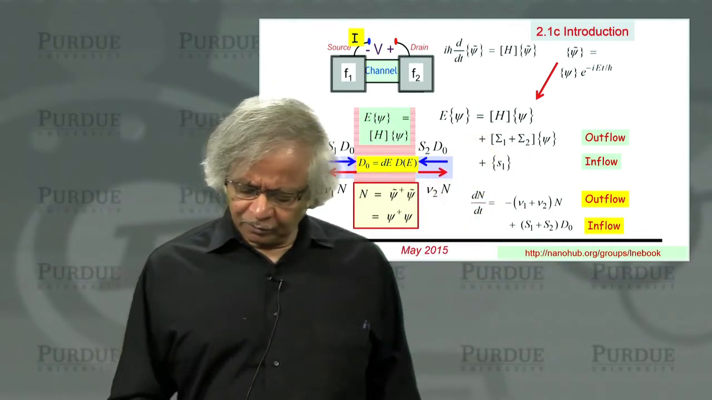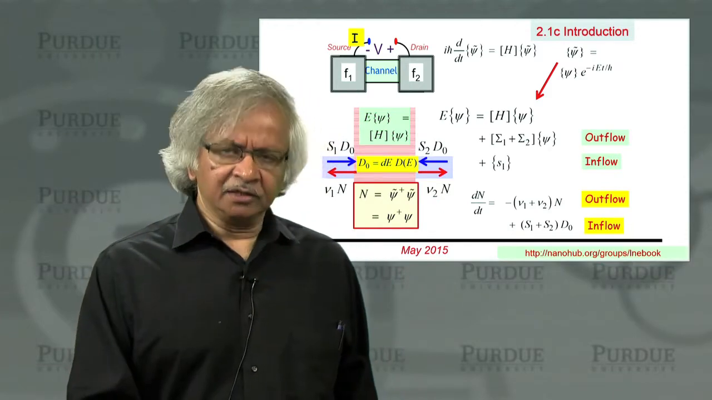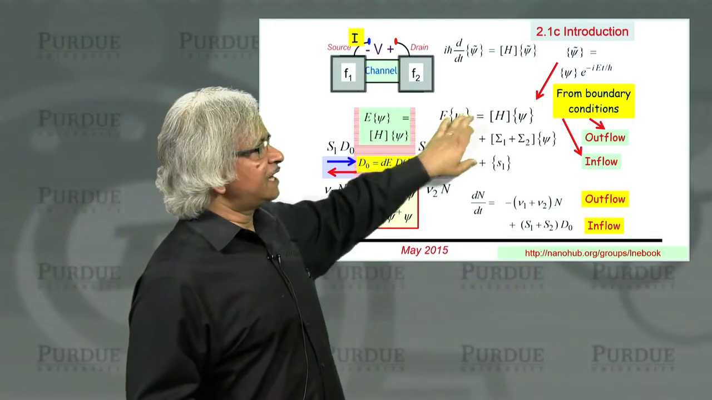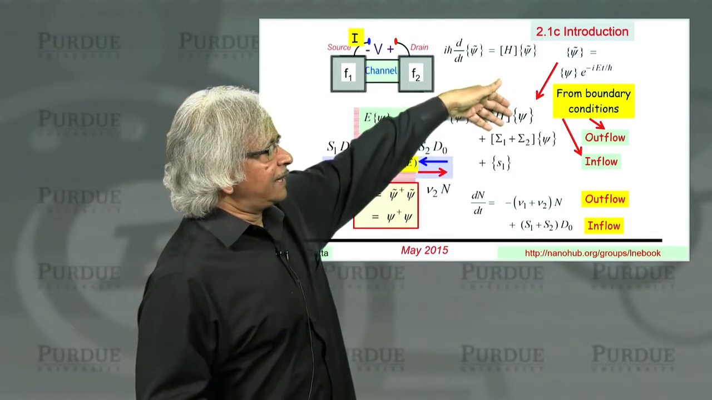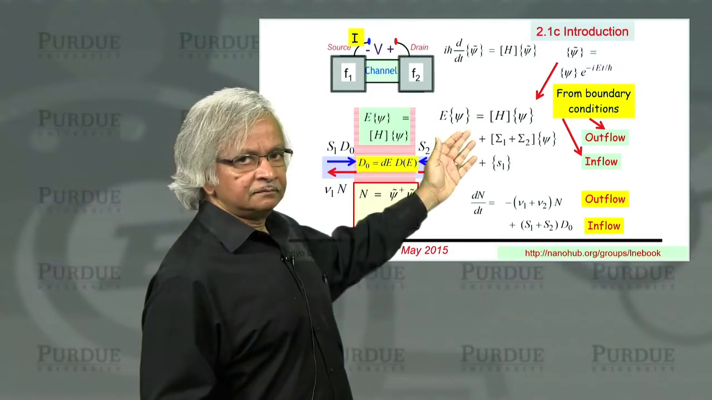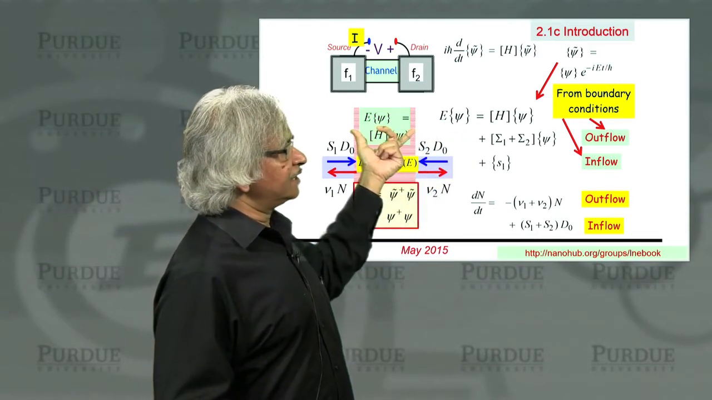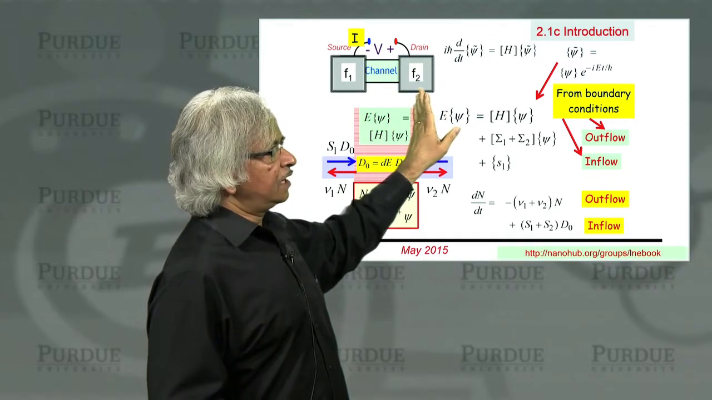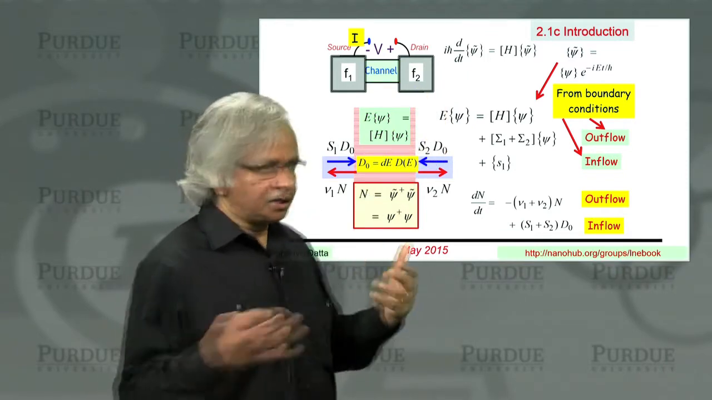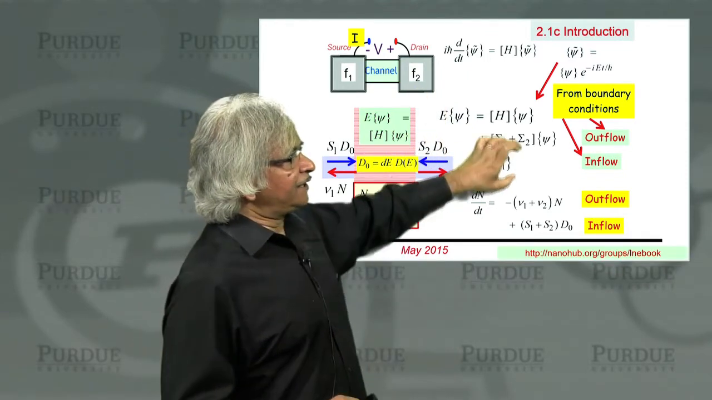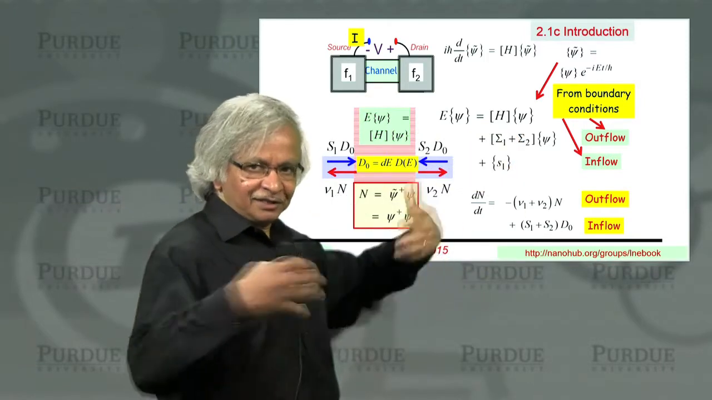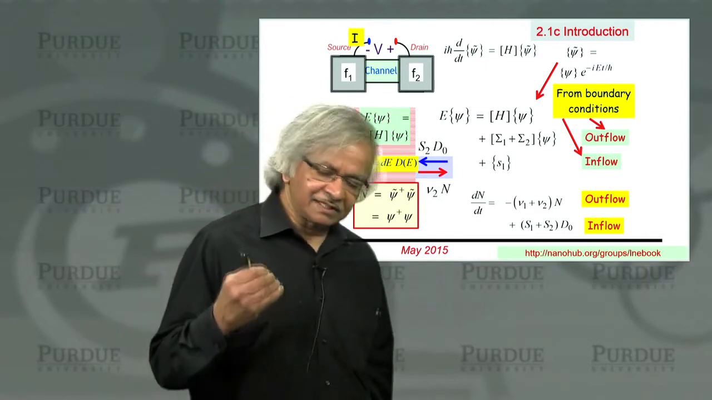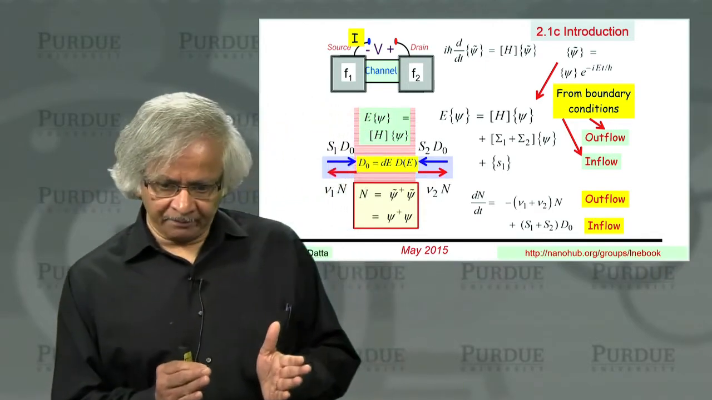Well, the right way to obtain these terms would be from the boundary conditions. That is, you have E psi equals H psi that applies everywhere, but we are only interested in this region, so we apply certain boundary conditions. From those boundary conditions, we can show that you get these additional terms. The boundary conditions become equivalent to these additional terms. But that requires some discussion, which we won't get into right away.